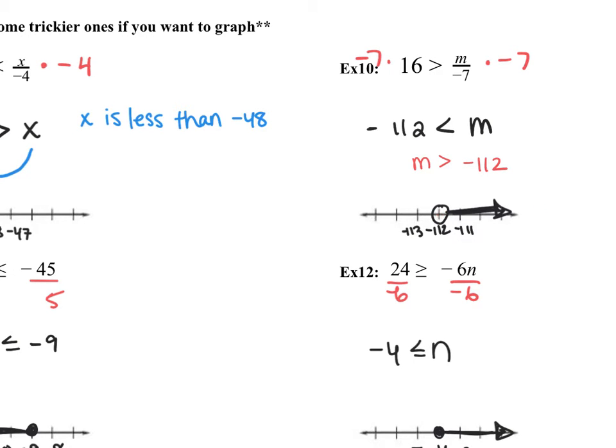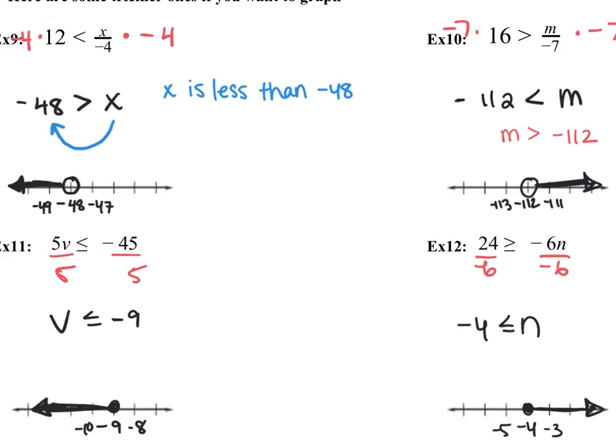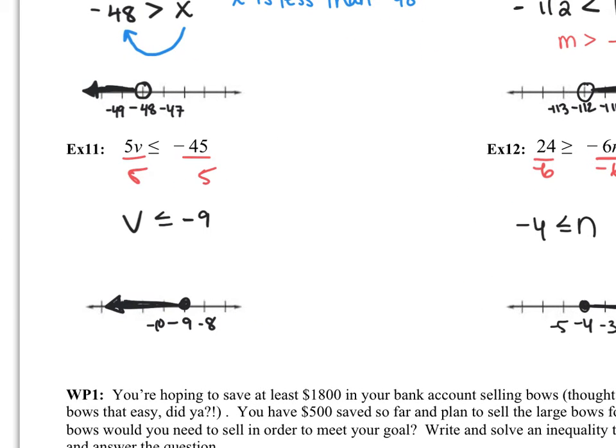And an open circle shows that I'm not including the -112 as part of my answer. On example 11, I just had to divide both sides by 5. 5 is positive, so I don't have to reverse my inequality sign, and this just says that b can be less than or equal to -9. Closed circle, arrow goes to the left.